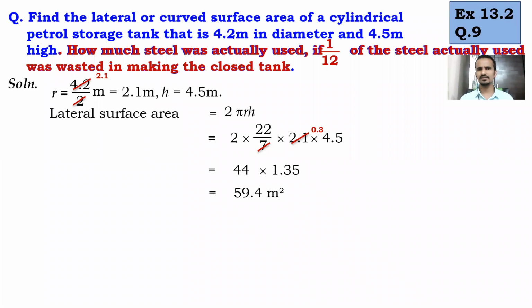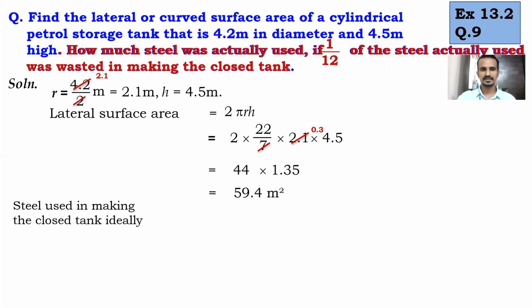So if you are making anything of steel, and you know that you are going to waste some amount, you will buy something extra. So we need to find a little extra. We need to have a little extra steel so that we can make that tank comfortably.